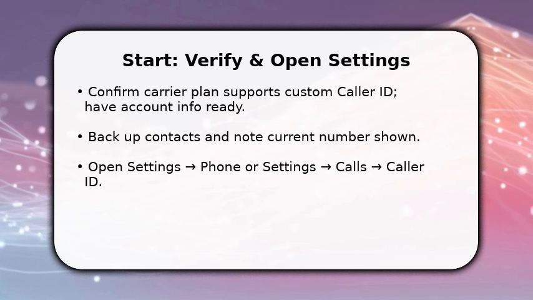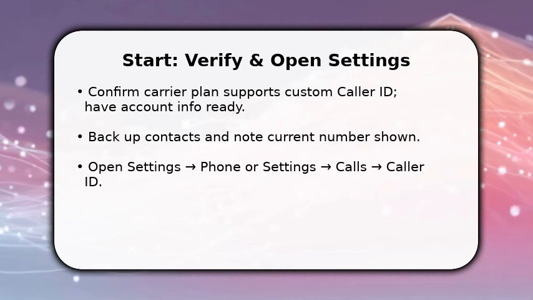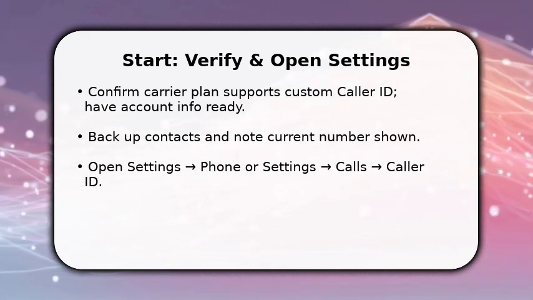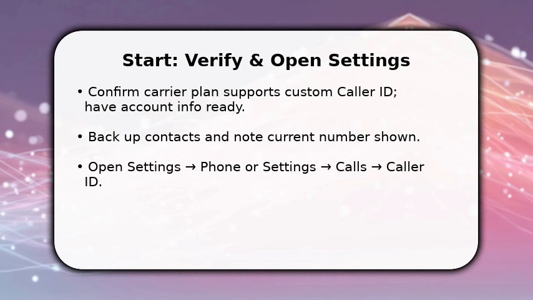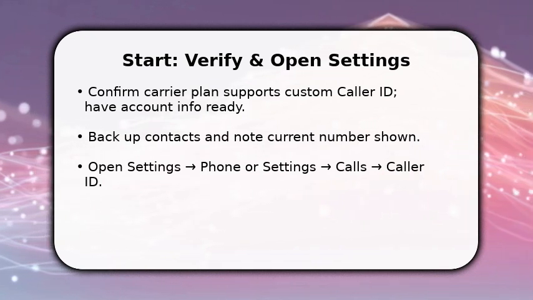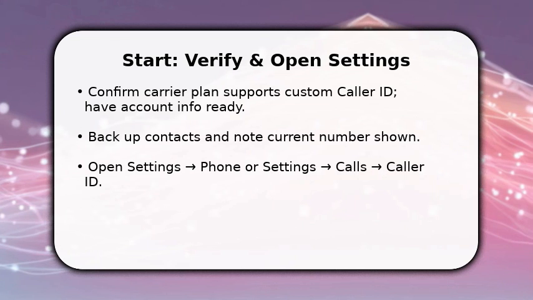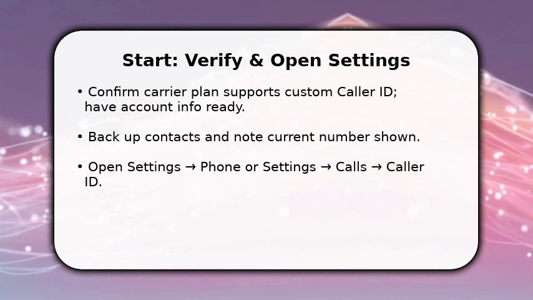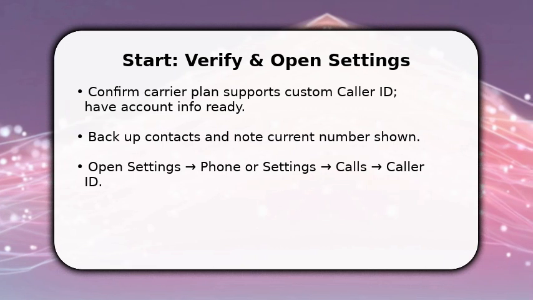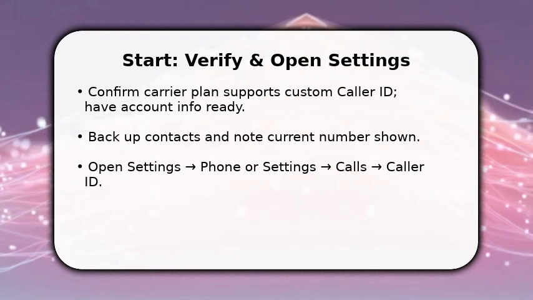Now navigate directly to Settings, then Phone or Calls, and locate the caller ID or Show My Caller ID option. This starts the actionable flow immediately. Don't fiddle with unrelated settings. You're preparing the phone and account, so the change will apply cleanly and can be tested right away.